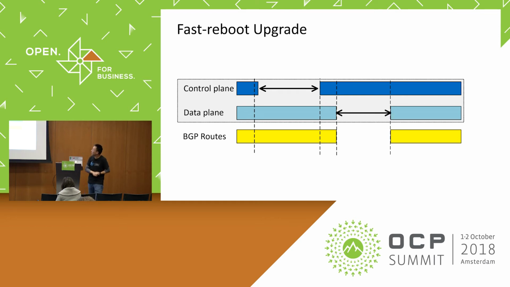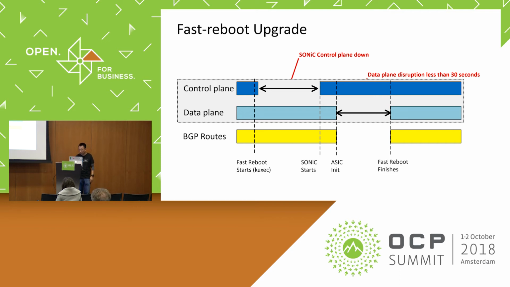The first one is fast reboot, which is already available in SONiC, right? So with fast reboot, if you look at the sequence of events, at some point your control plane decides I need to do a fast reboot upgrade. So basically, the control plane is going to be down for a while. But the key thing here is that when the control plane is going down, we're not turning off the ASIC, right? So when SONiC comes back and restarts, the CPU comes back and reboots. And after that, we actually reinitialize the ASIC, right? So the data plane downtime is less than 30 seconds, and fast reboot can finish it, right?